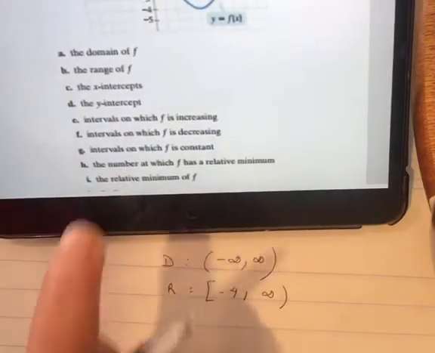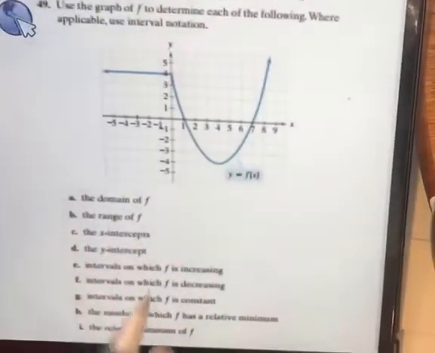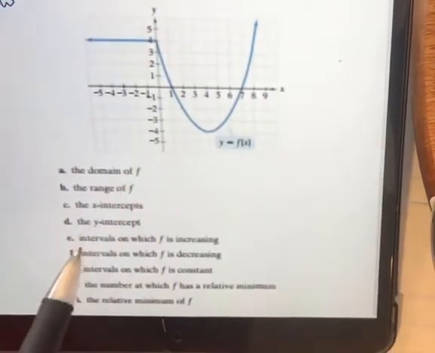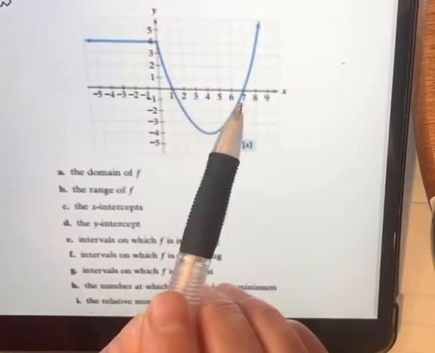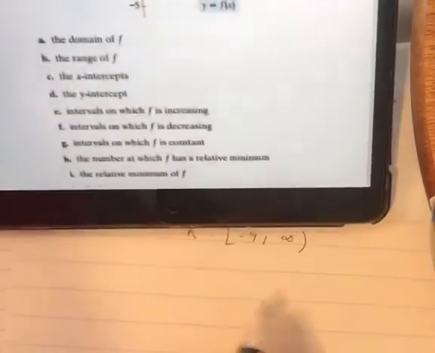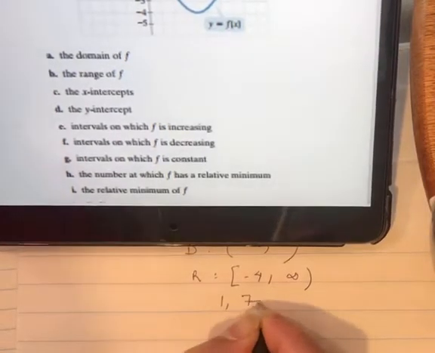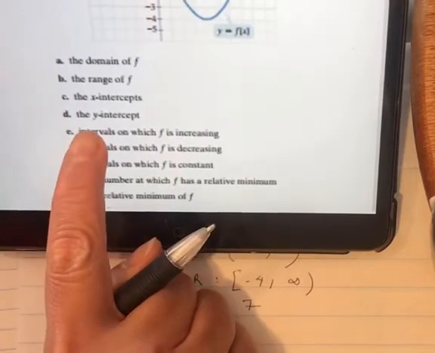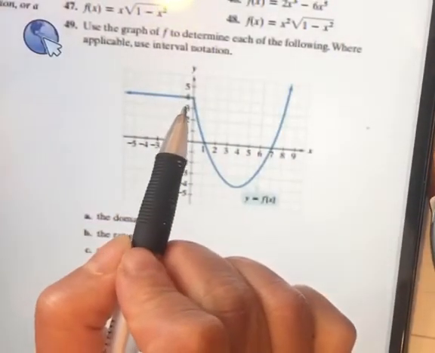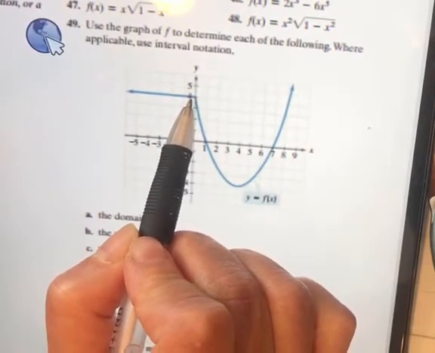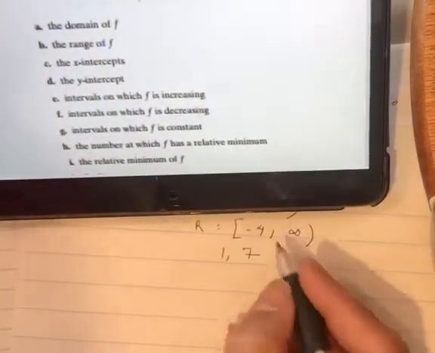Okay, and the next problem asks, what are the x-intercepts? So what are the points where the graph is intersecting the x-axis? It is intersecting at 1 and 7. Therefore your x-intercepts are 1 and 7. Letter D is asking what are the y-intercepts. You can see in the graph it is only intersecting at this point. Therefore your y-intercept is just 4.